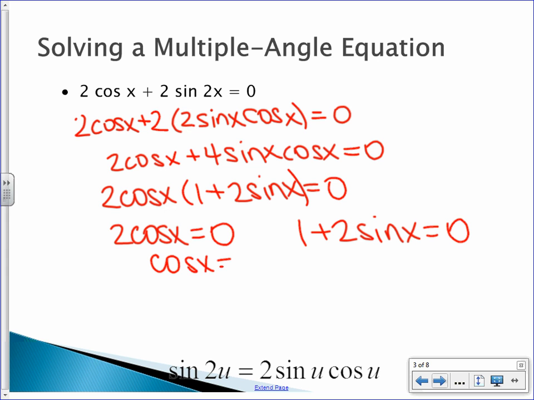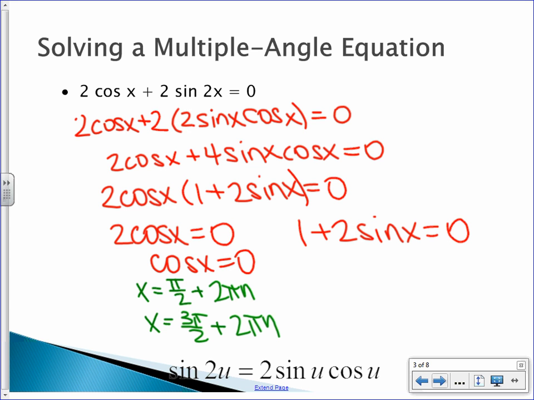When is the cosine equal to 0? Pi over 2 plus 2 pi n. And when? And 3 pi over 2 plus 2 pi n. Okay. This is one of those times. How far apart are our solutions? These are pi apart, aren't they?